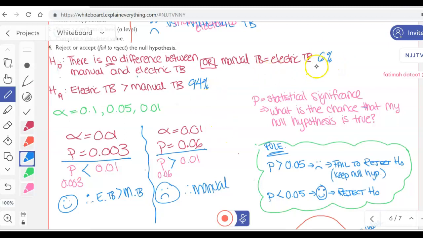So for them, they're not happy. So in this case, they're going to write up their study and they're going to have to say that the manual toothbrush is equal to the electric toothbrush. Okay, we're going to do more examples in the next video.